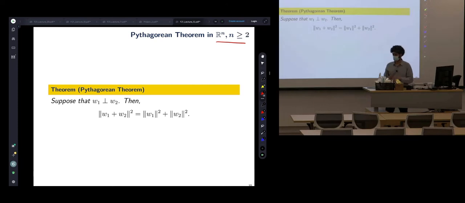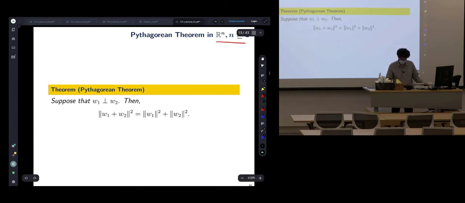The classic one, what you saw probably in high school, is for 2D. Now, this is again only true if the two vectors are orthogonal. How should we prove it?